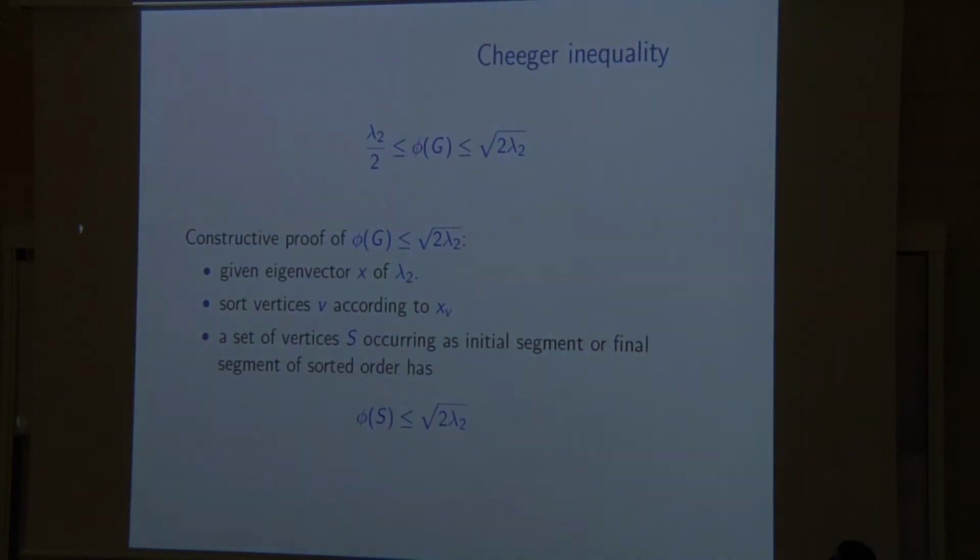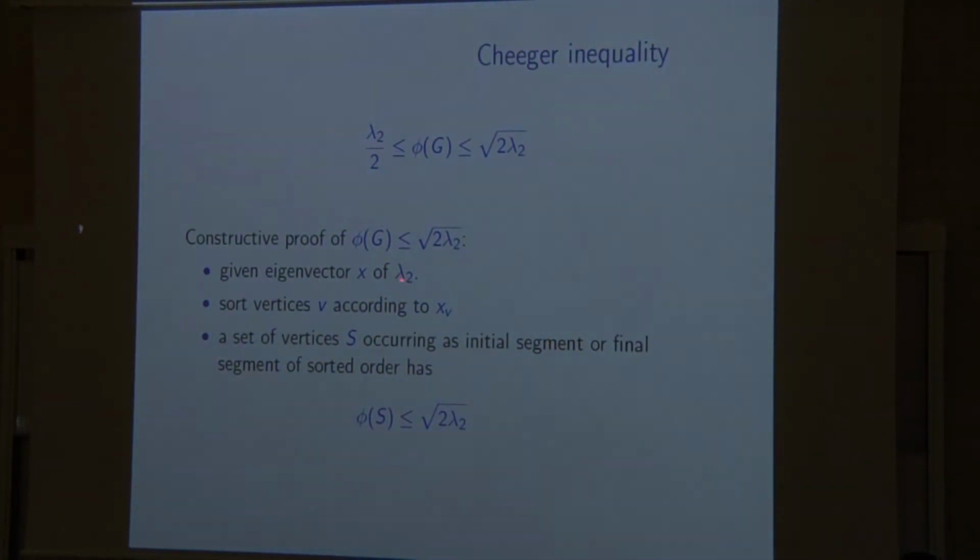It's also important that the proof of the lower bound goes by showing that lambda 2 in the optimization view is a relaxation of the conductance problem. When you restrict the optimization view of lambda 2 to Boolean vectors, you essentially get the problem of computing conductance. The upper bound is the argument with a non-trivial proof.